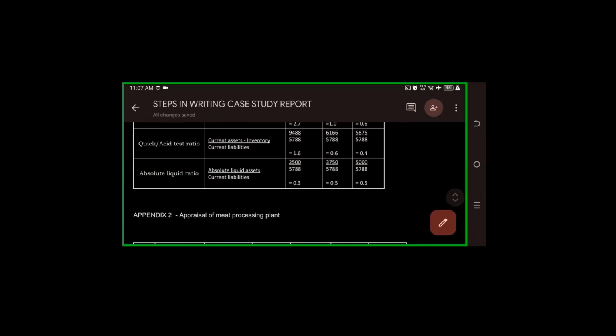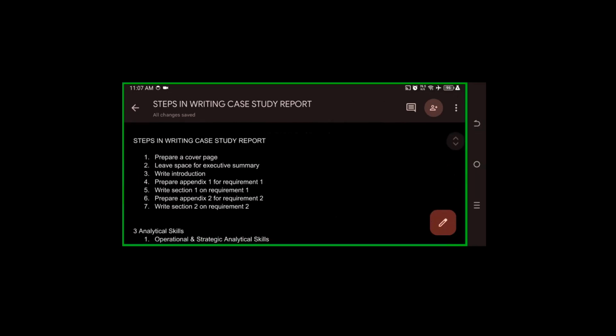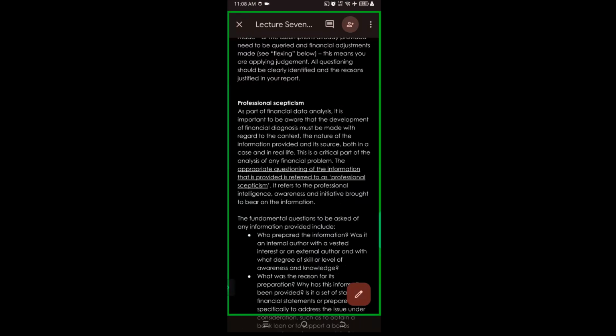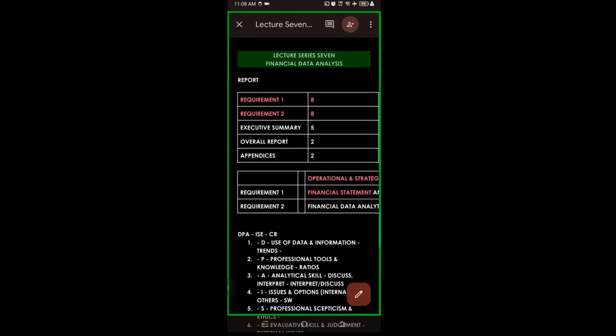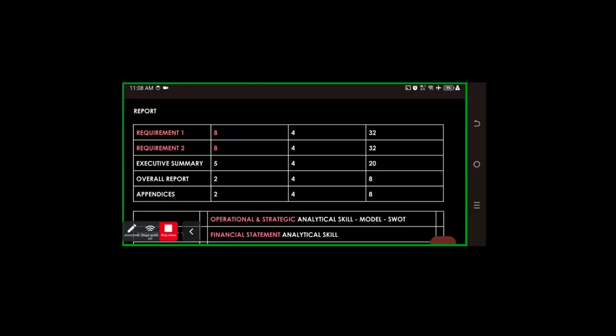Before I go on, again, today we are supposed to look at the analytical skills. Remember, I told you that there are three analytical skills. I will send this material to you once we are done with the class. The first is the operational and strategic analytical skill, which we have looked at.